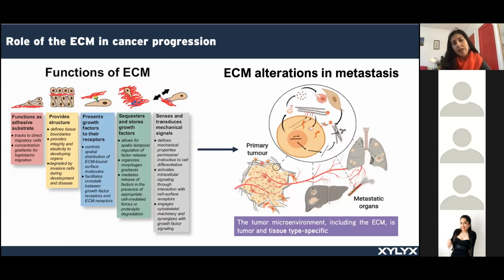I would like to start explaining first how the normal tissue microenvironment consists of a dynamic population of cellular and non-cellular components where the extracellular matrix plays a crucial role in regulating this organ homeostasis. As you can see in the figure, within the main functions of the ECMs are functions as adhesive substrate, also provides structure, presents growth factors to the receptors, stores growth factors, and also senses and transduces these mechanical signals. However, this again is the function of the extracellular matrix in normal conditions.